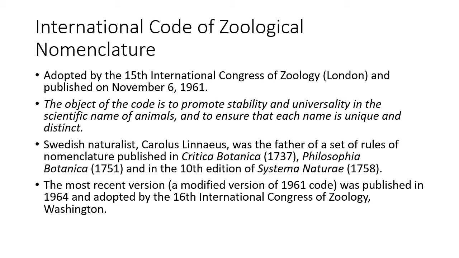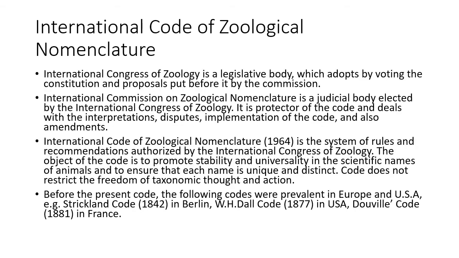Now, this was given by a person, Carolus Linnaeus, who was the father of a set of rules. He published it in different books, but the 10th edition of Systema Naturae, which was published in 1758, is the one that we use currently, the one from which the code was adopted, right? Next.